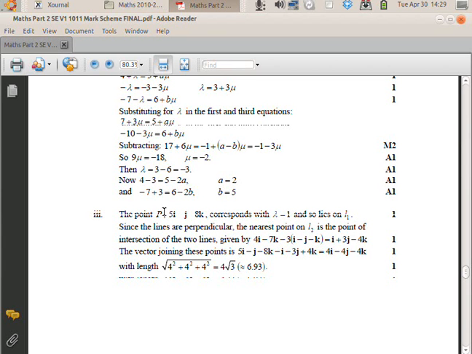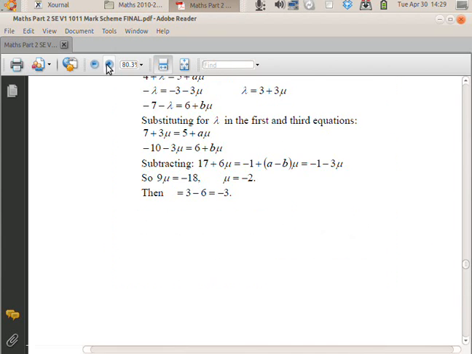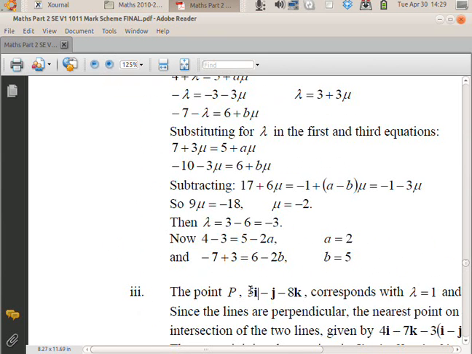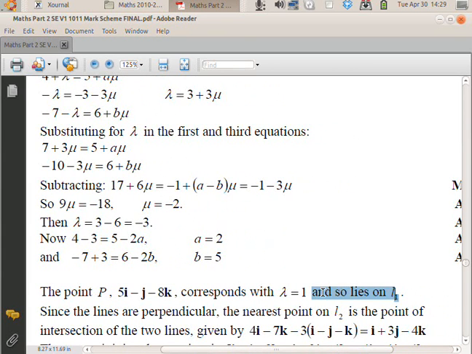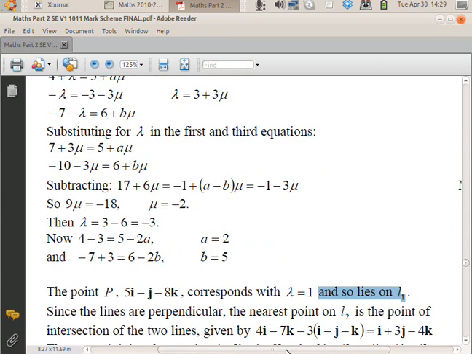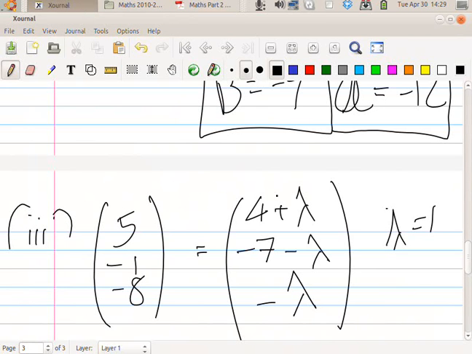The point P, what's wrong with this? I wrote the same one down, didn't I? 5, minus 1, minus 8, yeah? It corresponds with lambda equals 1 and so lies on L1. No. Makes sense. What if you put minus lambda on the top and then 7 minus lambda on the bottom? Yeah, exactly. That's what I said. I think something's wrong here.